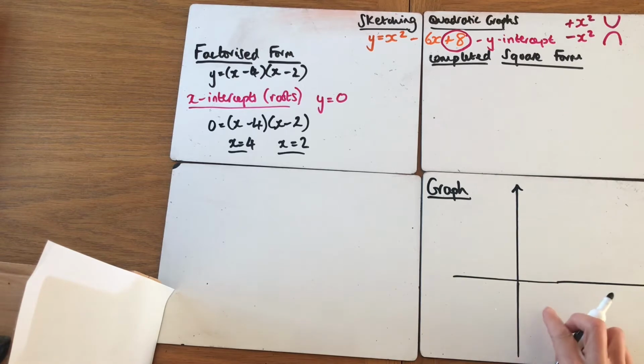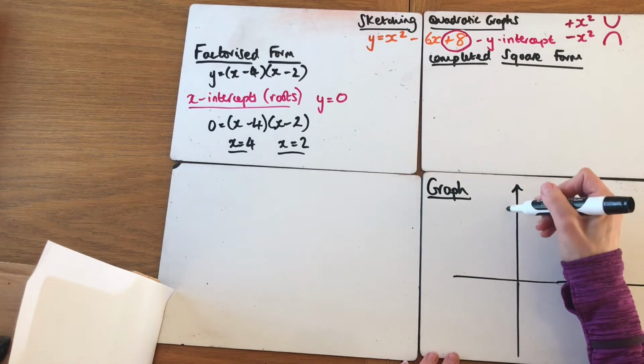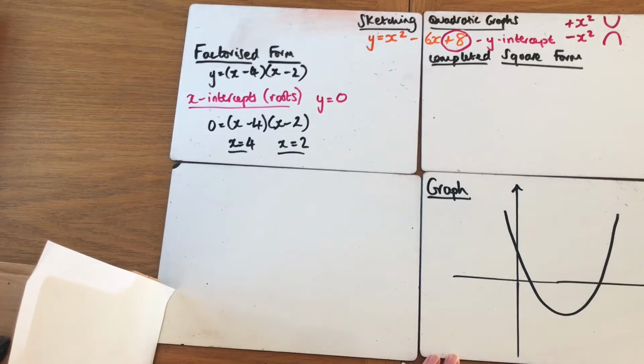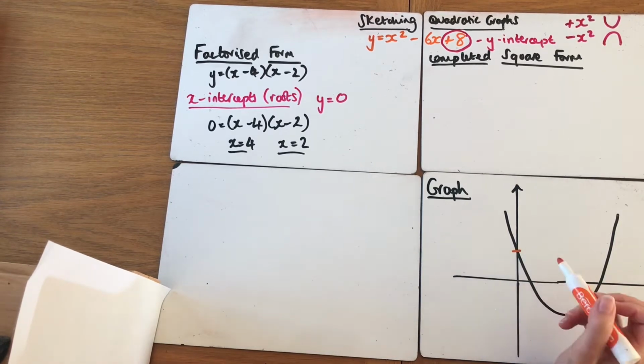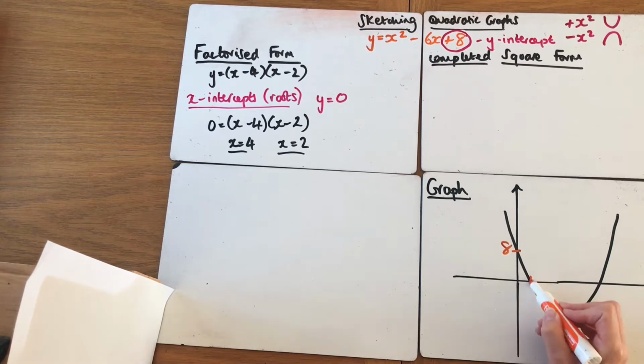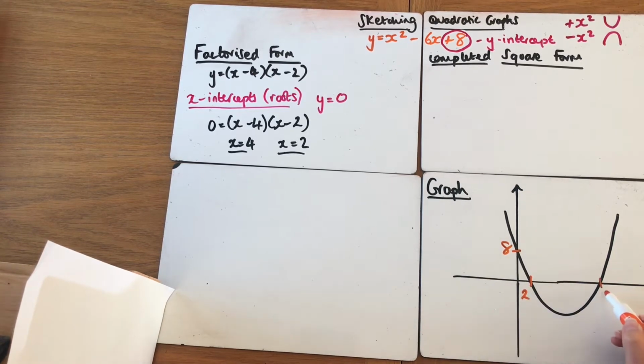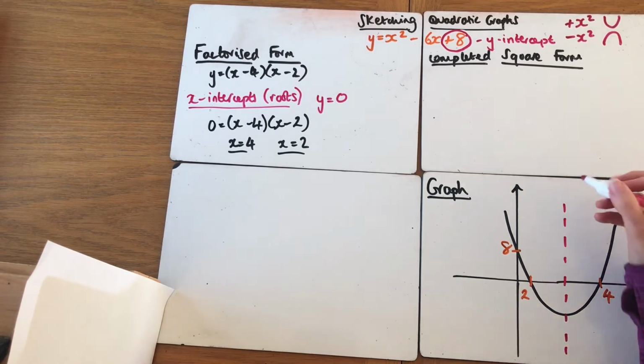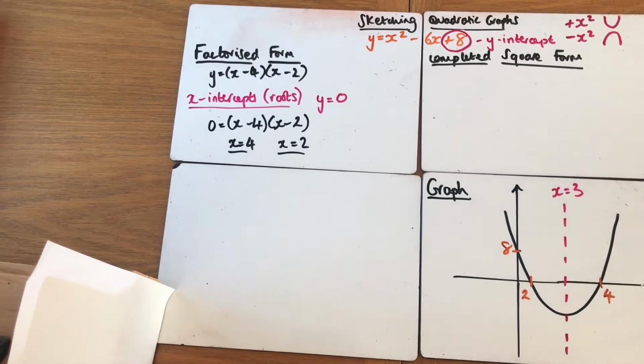So let's go to our graph down here and sketch on the graph and mark on the x and y-intercepts. Remember, with quadratic graphs it's often easier to draw in the curve and then mark on your intercepts. It doesn't have to be to scale, but I'm just going to mark on my 8 on my y-intercept, and my x-intercepts are 2 and 4. Now sometimes we're asked for the equation of the line of symmetry of the graph. If I draw in the line of symmetry, we should be able to see that the line of symmetry is going to be halfway between the x-intercepts, halfway between 2 and 4. So the equation of the line of symmetry here is x equals 3.